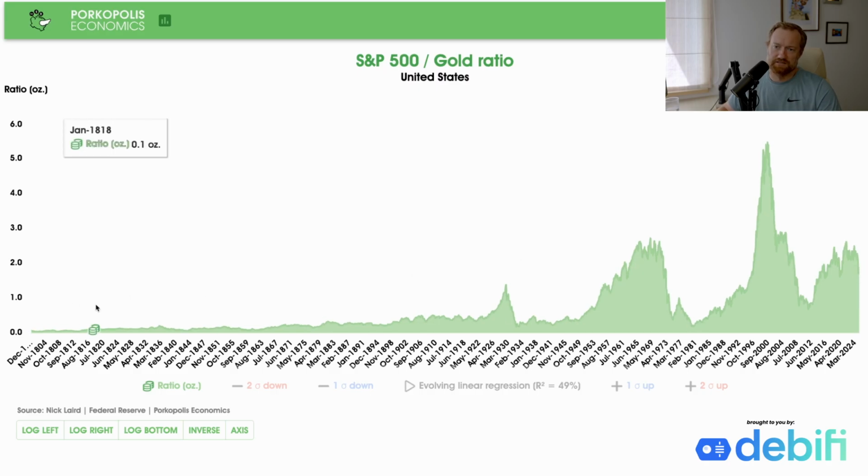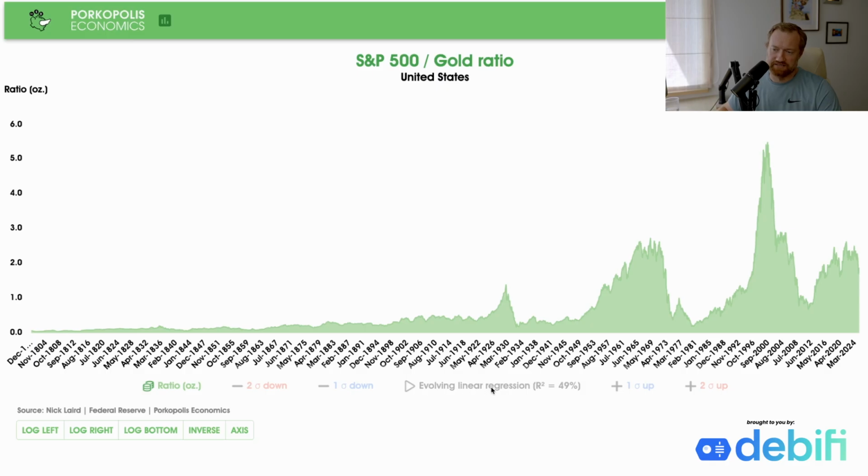And then if you go all the way back here, you know, rounds almost to zero, but it's 0.1, basically 0.1 ounces of gold. So very, very cheap. So the trajectory is obviously up.